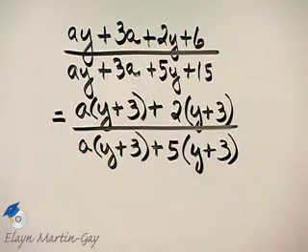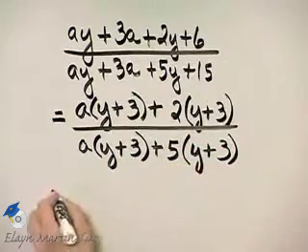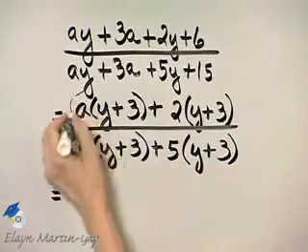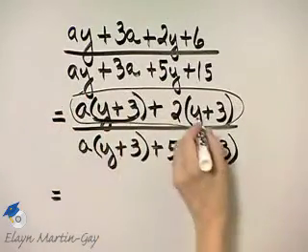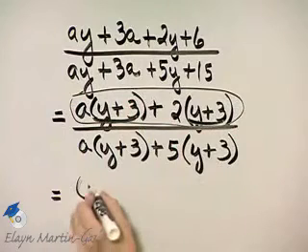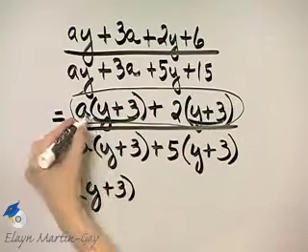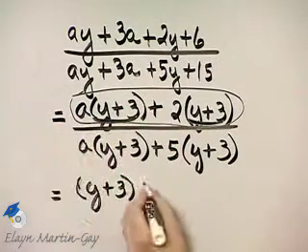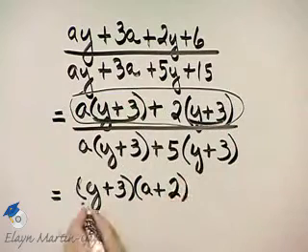Now, is the numerator and, in fact, is the denominator also, are those two polynomials factored yet? The answer is no. This is still addition, not multiplication. So let's continue factoring. Concentrate on this numerator a moment and notice there's a common factor of y plus 3. So I will factor out the common factor of y plus 3. When I factor it from this term, I have a, plus factoring it from that term, I have 2.